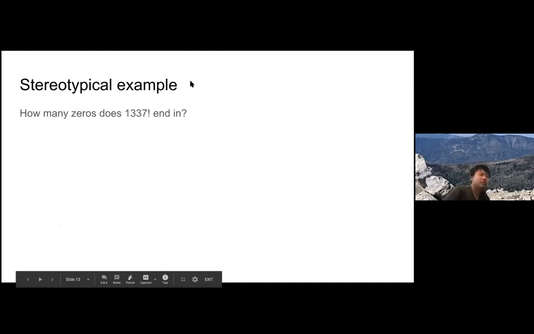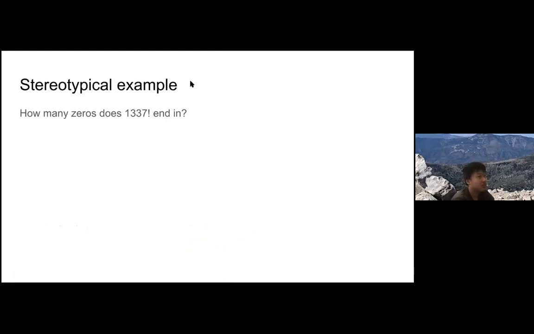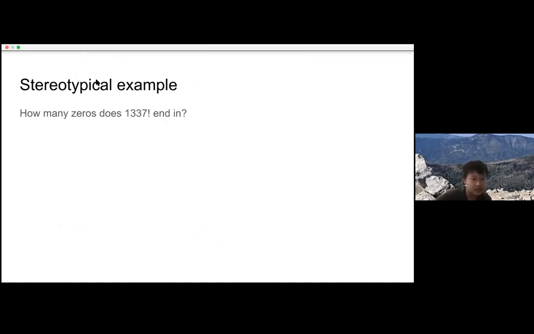So usually you'll have a question like, how many zeros does this number end in? In this case, how many zeros does this factorial end in? Does anyone want to share how they do it?